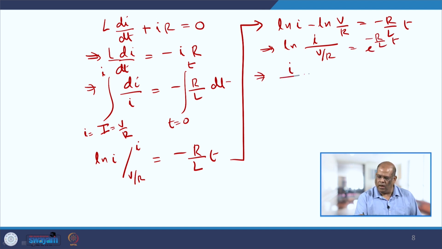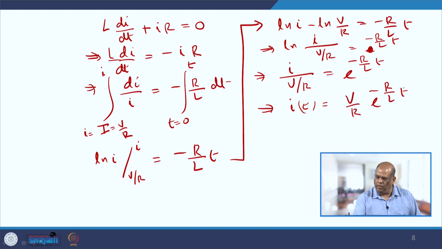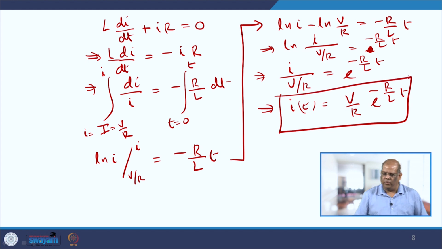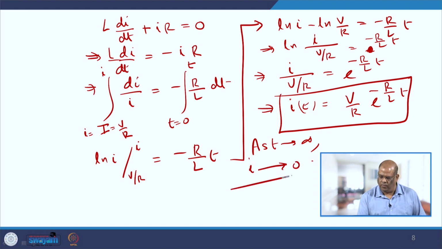This implies I by V by R is equal to e to the power minus R by L t, and ultimately I of t is equal to V by R e to the power minus R by L t. So, this is now the solution of the differential equation in the off position of the switch. As you can see from here, as your time becomes large, your I goes to 0.